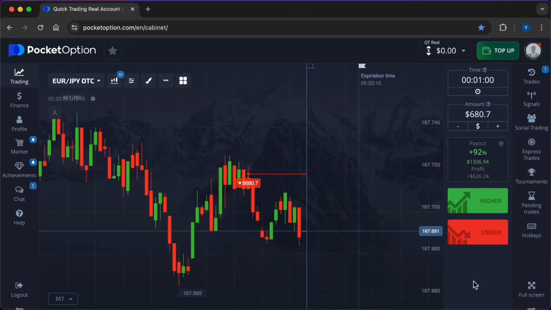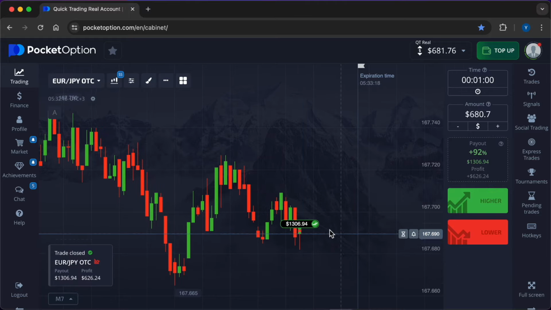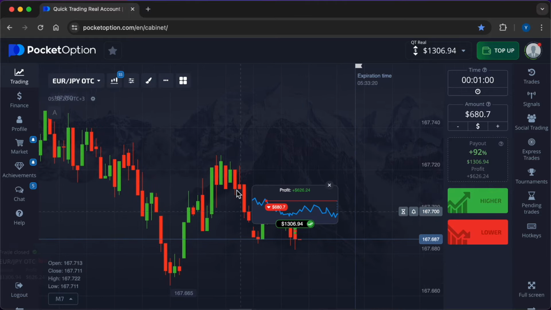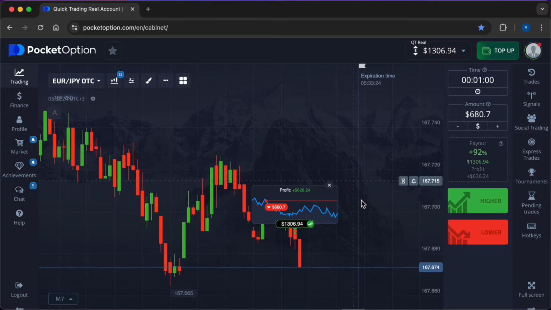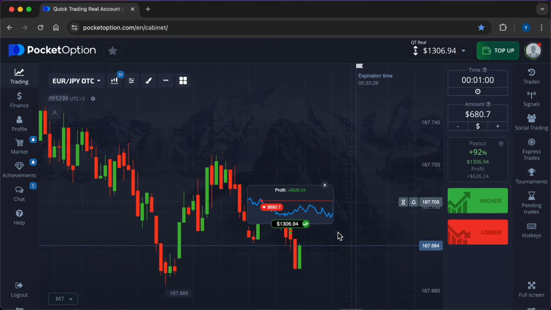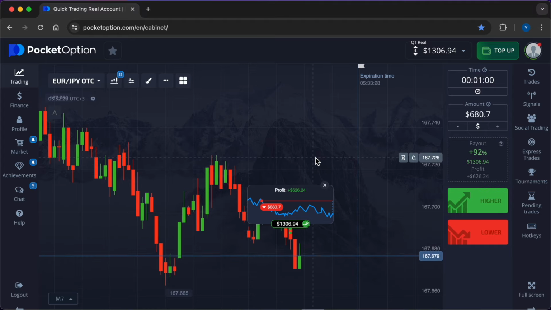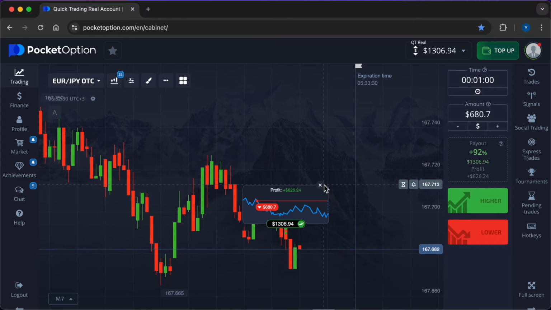So, here comes the final deal. It's a success. Thanks to the robot for accurate signals. Thus, from just $1 in a short period of time, I earned $1,306.